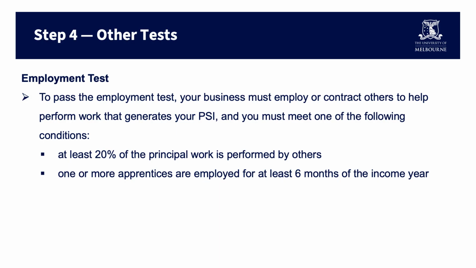The second subtest is the employment test. To pass the employment test, your business must employ or contract others to help perform work that generates your PSI, and you must meet one of the following conditions. The first condition is at least 20% of the principal work is performed by others. And the second condition is one or more employees are employed for at least 6 months of the income year. If you pass this test, the PSI rules don't apply. If not, you need to continue to the remaining test.